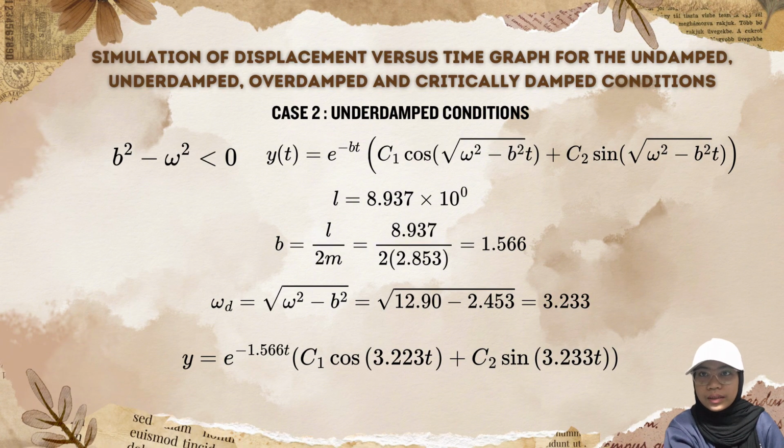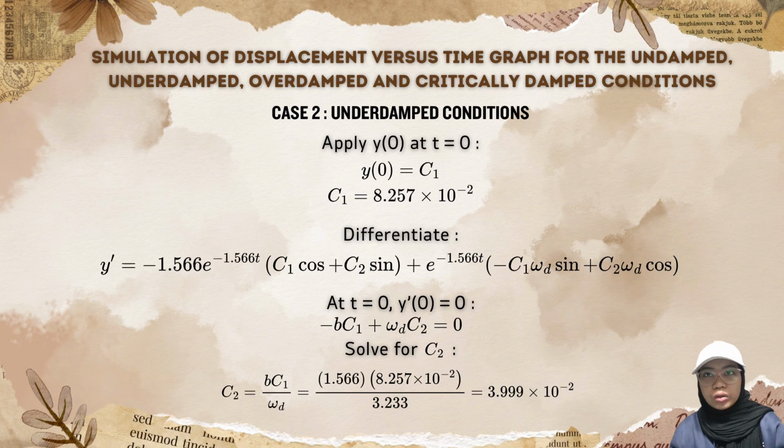When we apply t equal to 0 in y, we will get c1 equal to 8.257 times 10 to the negative 2. Then we differentiate and get y prime equal to negative 1.566 e to the negative 1.566 t, c1 cos plus c2 sin, plus e to the negative 1.566 t times negative c1 omega sin plus c2 omega cos. Then we apply t equal to 0 in the first derivative. We will get c2 equal to 3.999 times 10 to the negative 2.